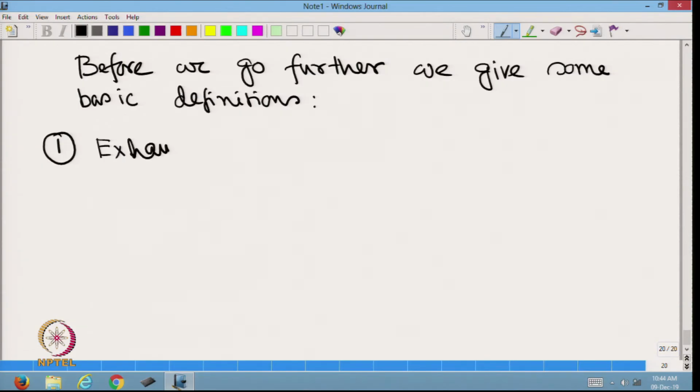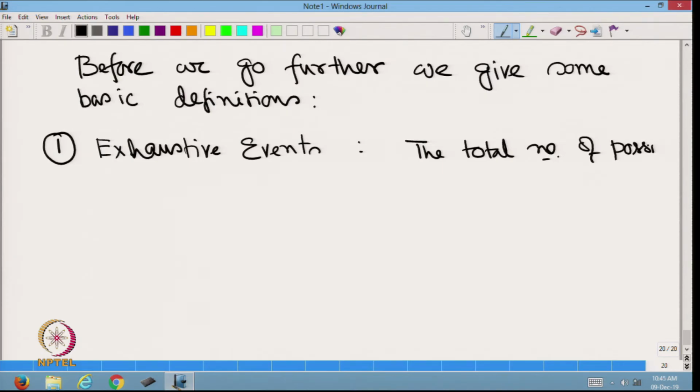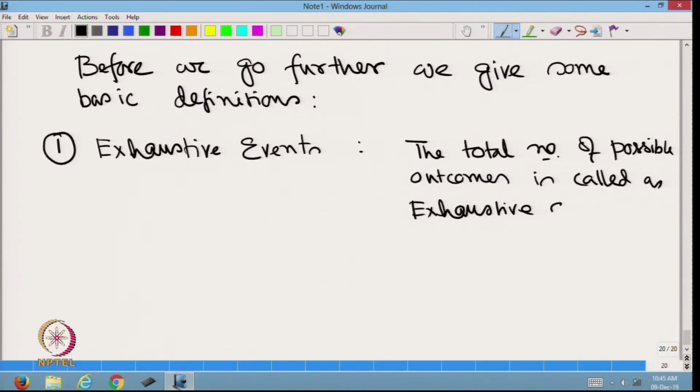Exhaustive events. The total number of possible outcomes is called exhaustive events. Therefore, all the members of omega together give us the set of exhaustive events.